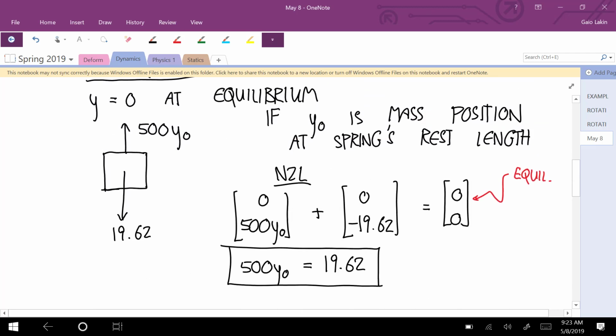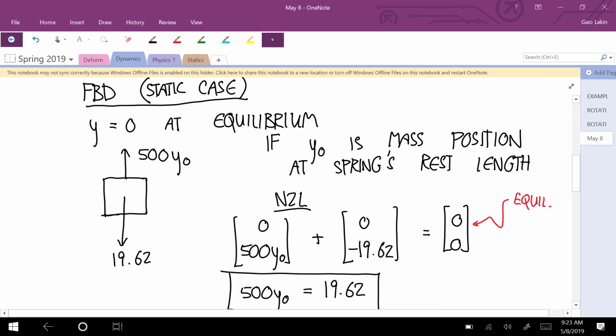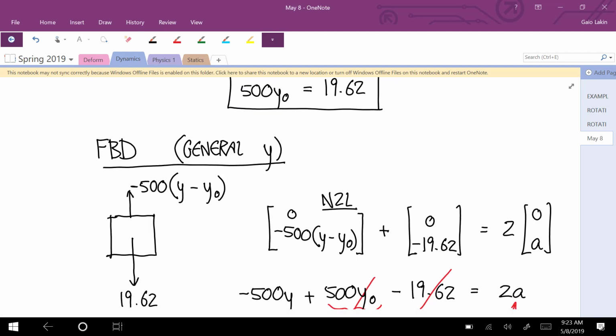Okay, so the first thing I did, and this is just something you have to remember to do for problems like this, is I did a static case. And in the static case, I figured out that 500y0 is equal to 19.62. So from that point on, anytime we see 500y0, we can replace it with 19.62. That's the reason we did the static case, because I happen to know that in the next step, we're going to have this extra term of 500y0 that I'm going to want to cancel out with a 19.62.